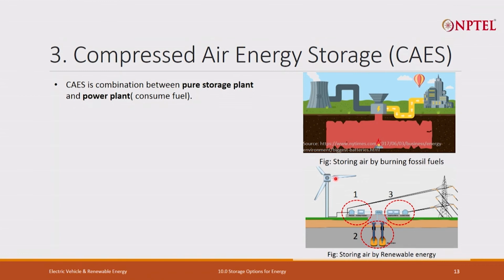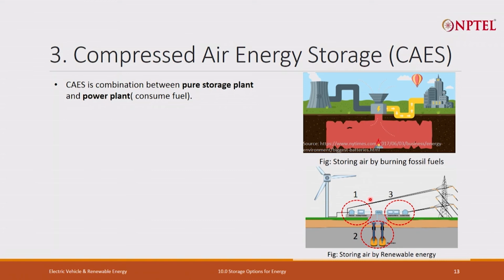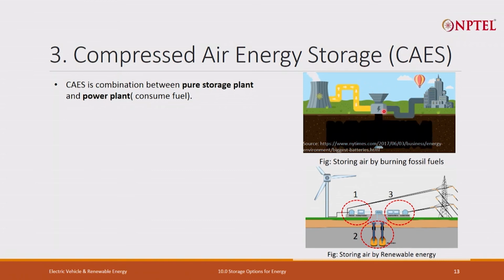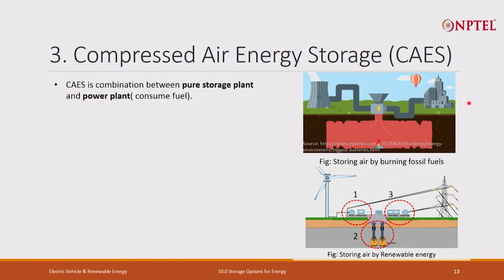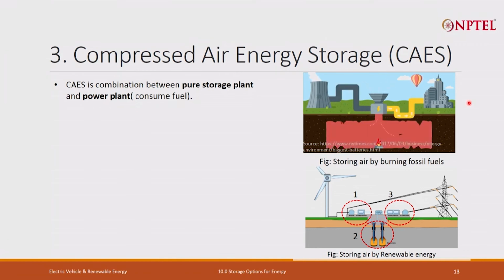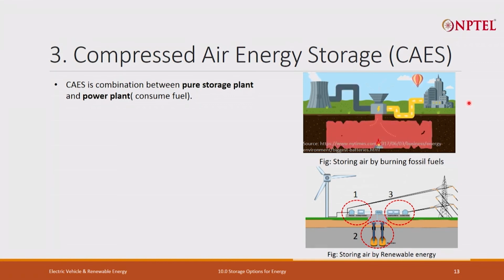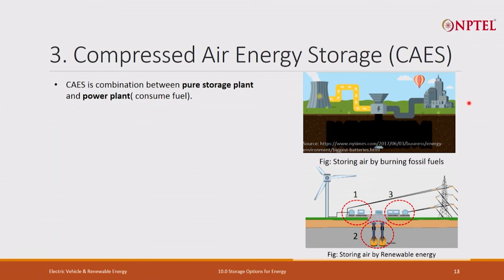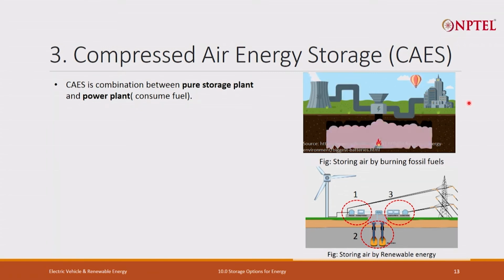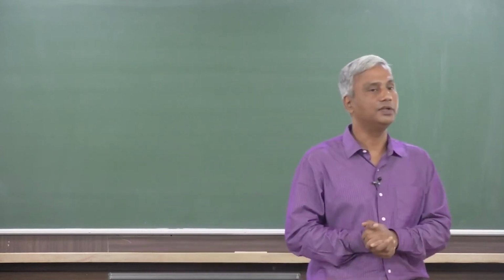Whenever energy demand is more or I have a low generation, at that time I generate the electricity and feed it to the grid. So it is basically a combination of a pure storage plant and a power plant. Sometimes the power plant can be replaced with renewable energy sources, but when we are using, let's suppose, a thermal power plant, a lot of heat goes as waste. We can increase the efficiency of those plants by utilizing this technology.